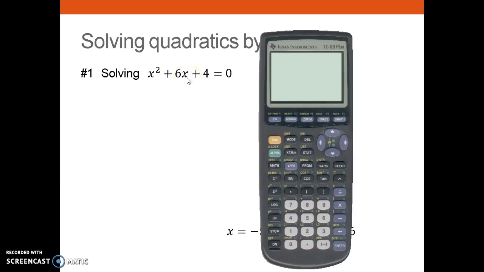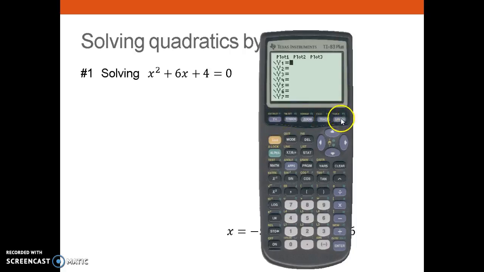Neither is square rooting. We can't subtract 4 and then eventually get the x squared by itself without the x there. So square rooting is not going to work. So there is a method that will work, and that is if we use our graphing calculator. And so let's go ahead and turn our graphing calculators on, and we're going to go through this equation step by step here.